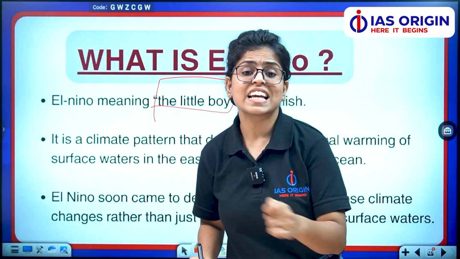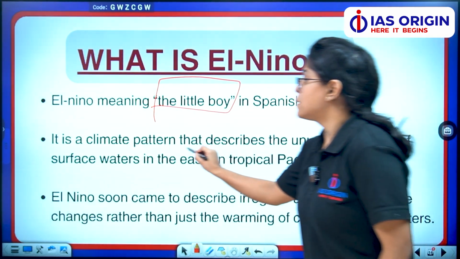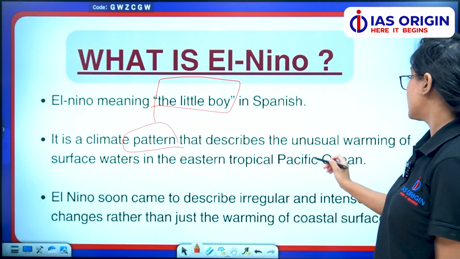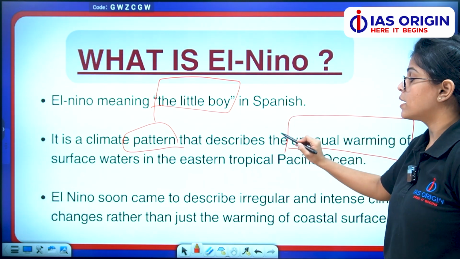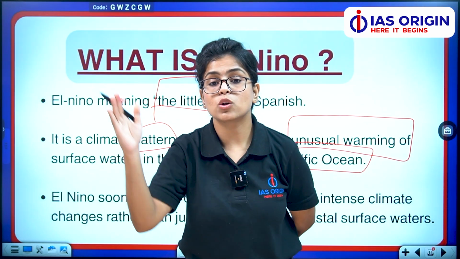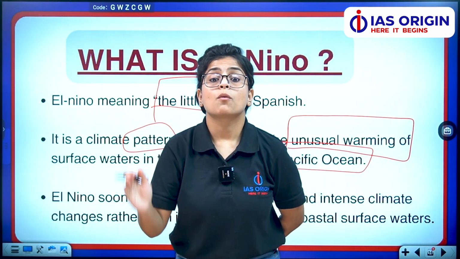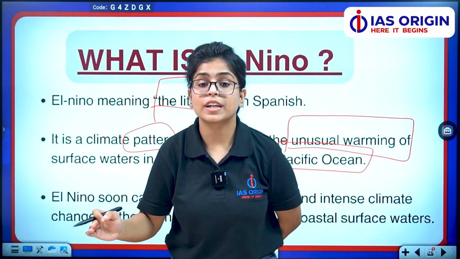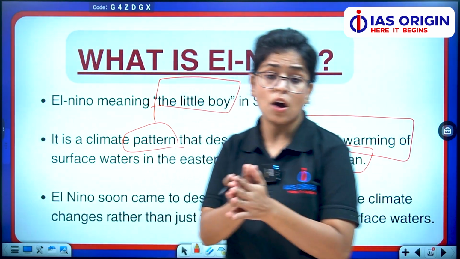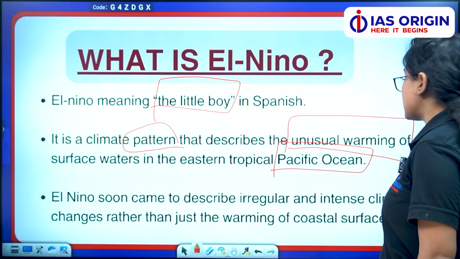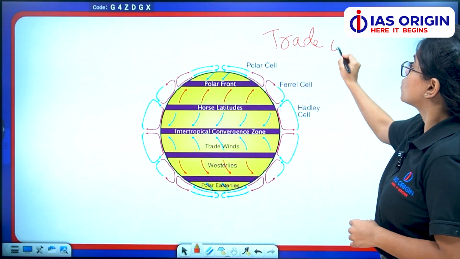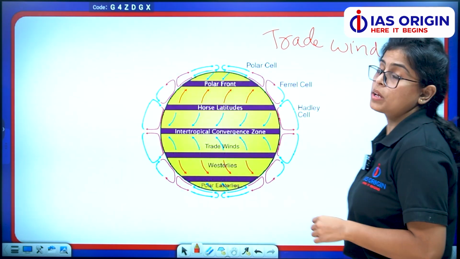So basically, El Nino is a climate pattern. It is a changed pattern, different from normal conditions, where unusual warming of the Pacific Ocean occurs. Usually the South America side, the Peru side and Chile side, remains cold. But during the years of El Nino, it becomes warm. We will discuss that with a diagrammatic representation, how that happens. But before that, let's see in detail the trade winds, which play a crucial role in El Nino impact.